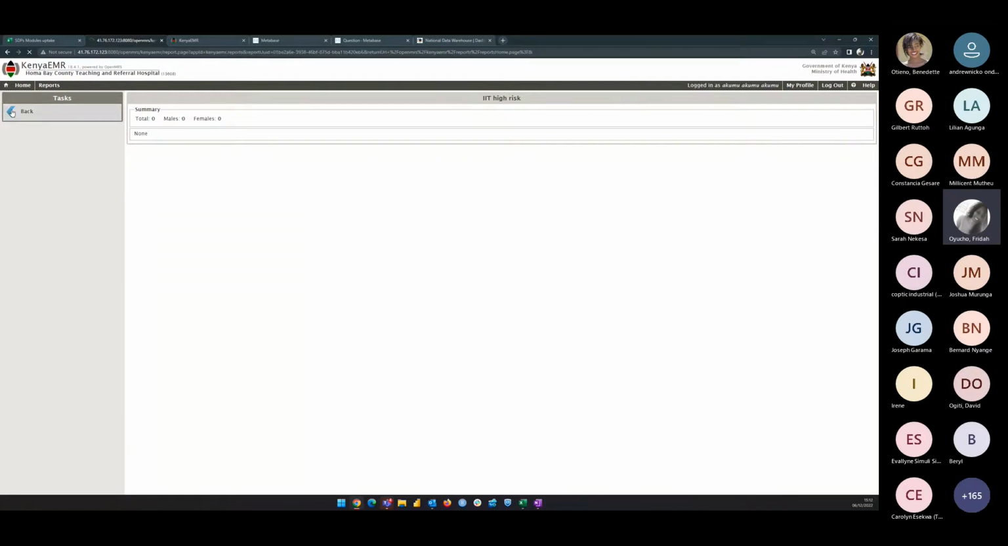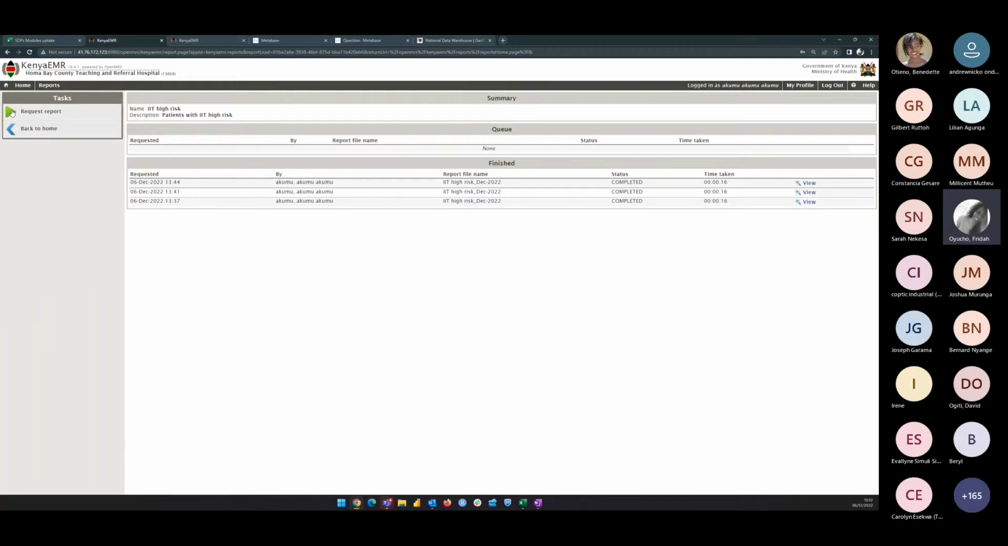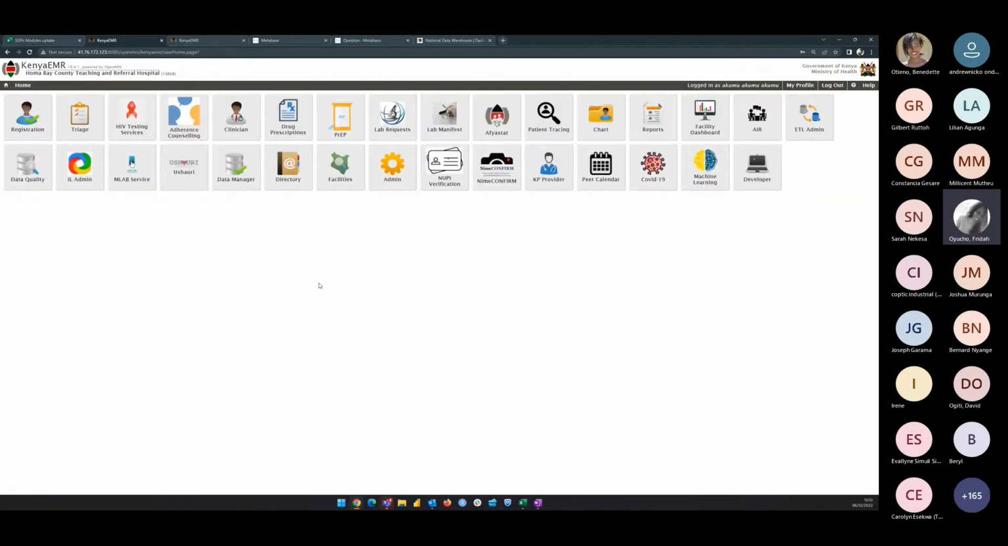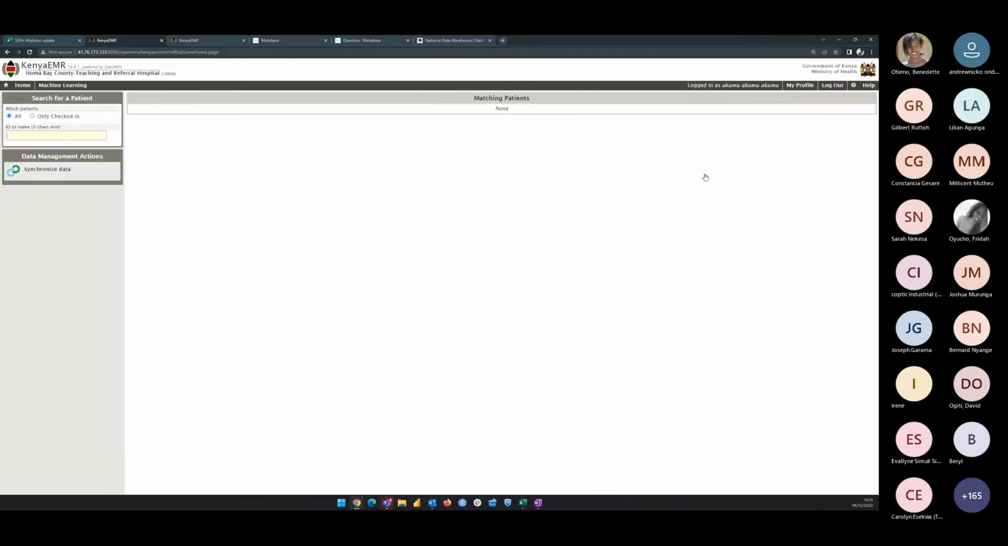Again, you can click on a specific patient, as I've mentioned, and follow up with them when they come for their drugs, maybe for the next appointment. You can also see the risk scores for this client over time. So if you want to see how this patient has been at risk of being IIT over a long period of time, especially those patients who are already marked, those you would have gotten from the IIT high risk report, then you simply come to the machine learning module again, and then you're going to be able to search for the client you want.